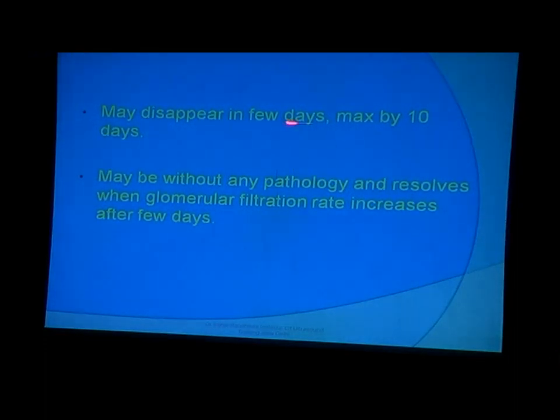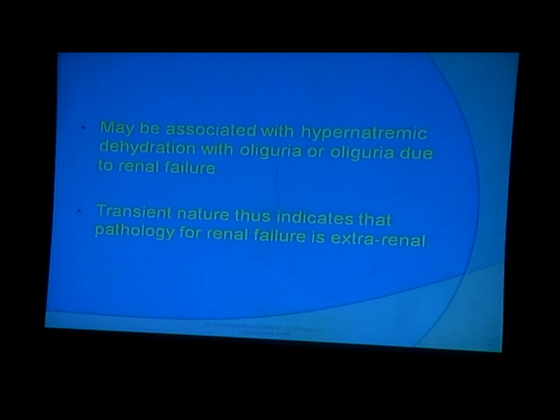What will happen to them? They will disappear most of the time in a few days, maximum maybe 10 days. That means they may be without any pathology. They may just be physiological. And the reason they believe is that, until 10 days of the infant's post-natal period, the baby may not be having a good GFR. So it is not able to filtrate the things clearly, and they sustain in the pyramids. As a result, the pyramids start looking bright.